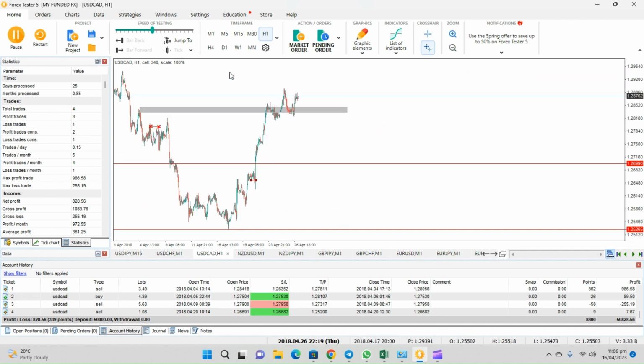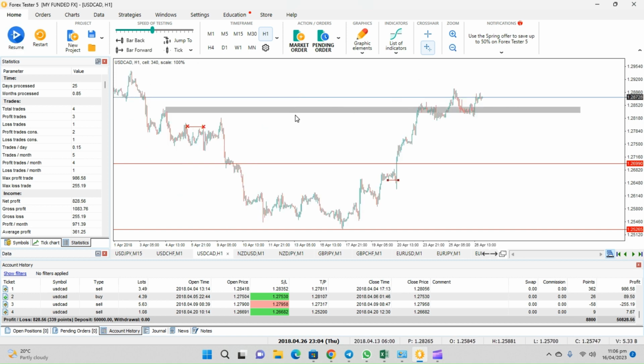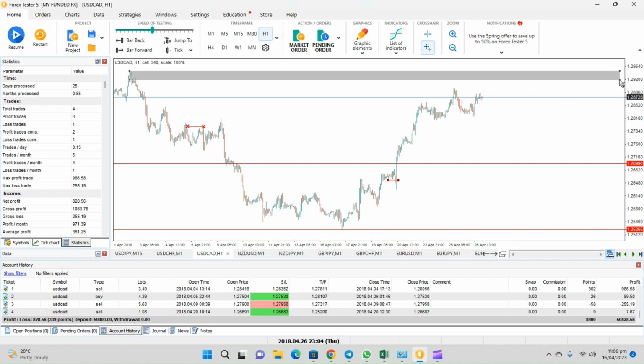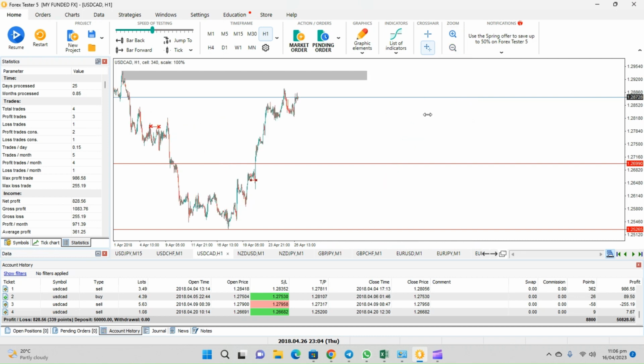So the next level again I'm looking at is the one on top here. This level here on top is my next level that I'm looking at. So wait for your confirmation, identify your levels, wait for your confirmation, take trade, rinse and repeat. That's all it's about. Rinse and repeat.